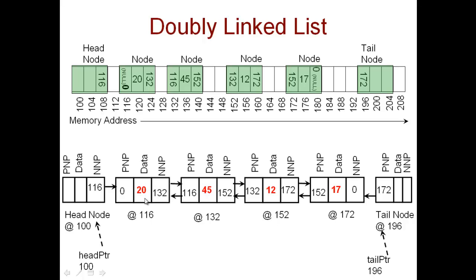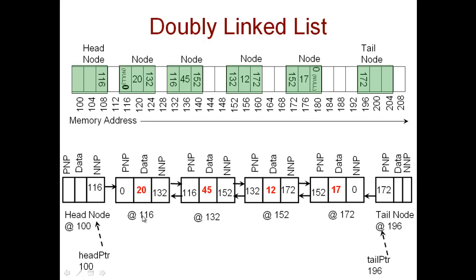So from this node we can visit the next node at address 132, which is here, and the data 45, and then the next node is at 152, the next node is at 172. Now this is the last data node, so there's no data node following this, so we'll have the next node pointer as 0. So this is similar to what you saw in a single linked list case.